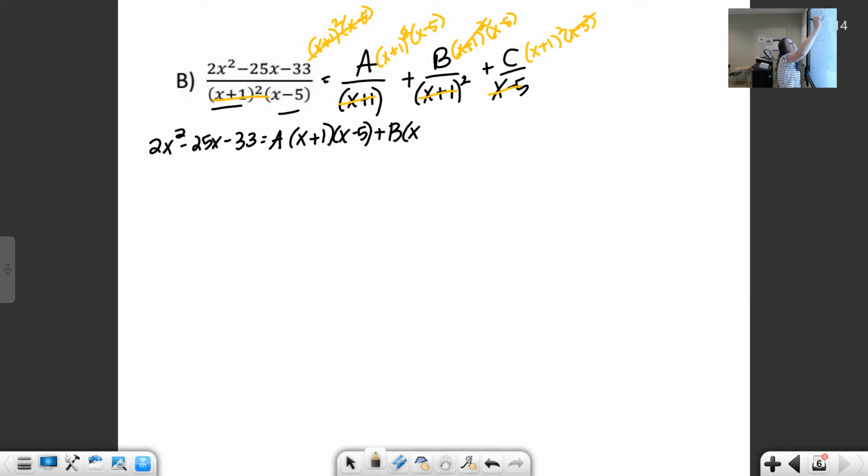Plus b times x minus 5, plus c times x plus 1 squared. All right, so my goal is to figure out what a, b, and c were to be able to add them together and get that fraction. So again, look at what would make those factors disappear. You would let x be negative 1 and then let x be 5. All right, so let's do negative 1.